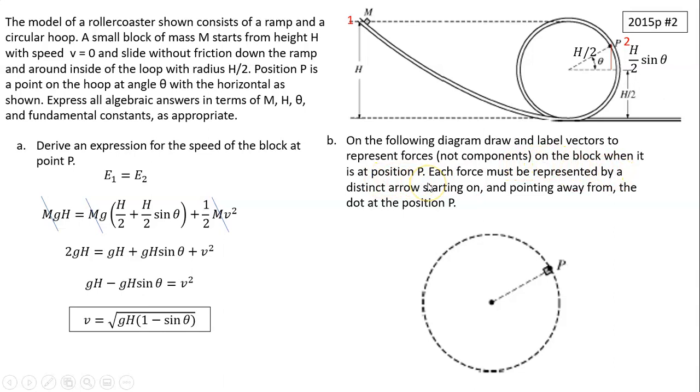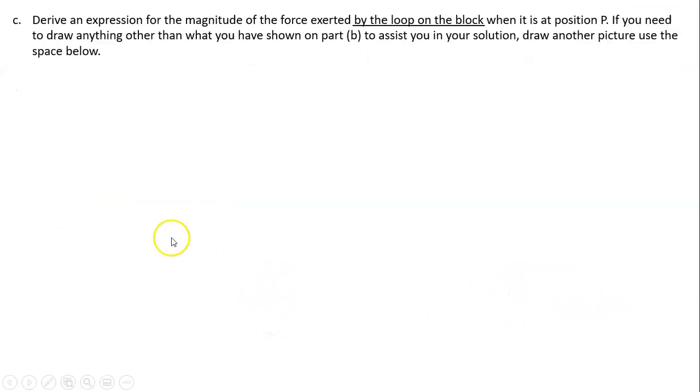Part B: on the following diagram, draw and label vectors to represent forces, not components, on the block when it is at position P. Each force must be represented by a distinct arrow starting on and pointing away from the dot at position P. At this point, there are two forces. One is mg going down, the other is the normal force by the track pushing the block inward.